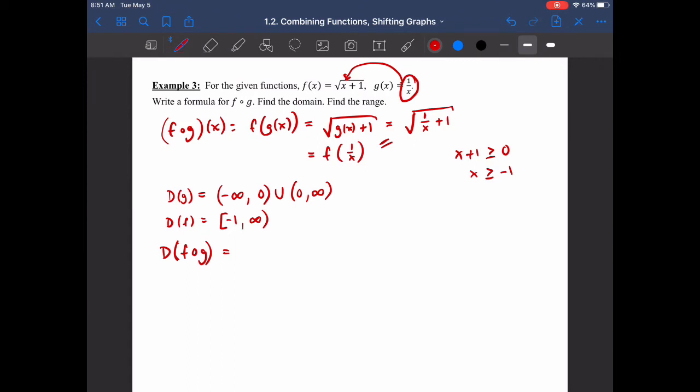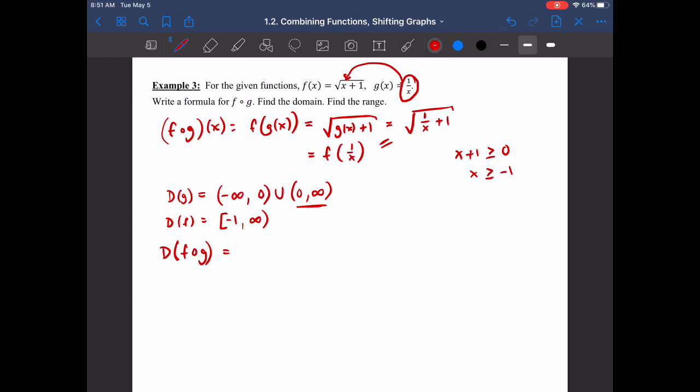But what I'm saying is we need all the values that come from g that are going to give us numbers that are greater than or equal to negative 1. So first off, all the positive values that we plug into g, all the 0 to infinity, are going to give us positive numbers, and all the positive numbers are greater than negative 1. So that part right there is still going to fit. The 0 to infinity part is still going to work because if you plug in 1, 2, 3, 4, 5, 6, 7, 8, 9, 10, or any decimals or fractions, you get a number greater than negative 1. What we have to worry about is the negative side.